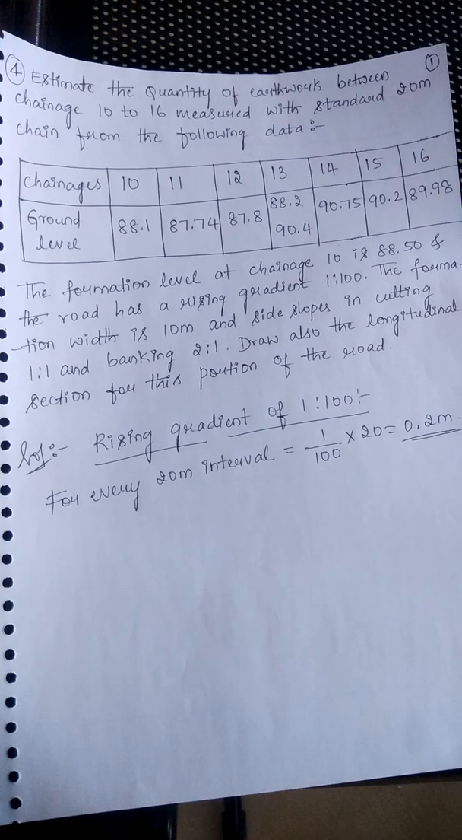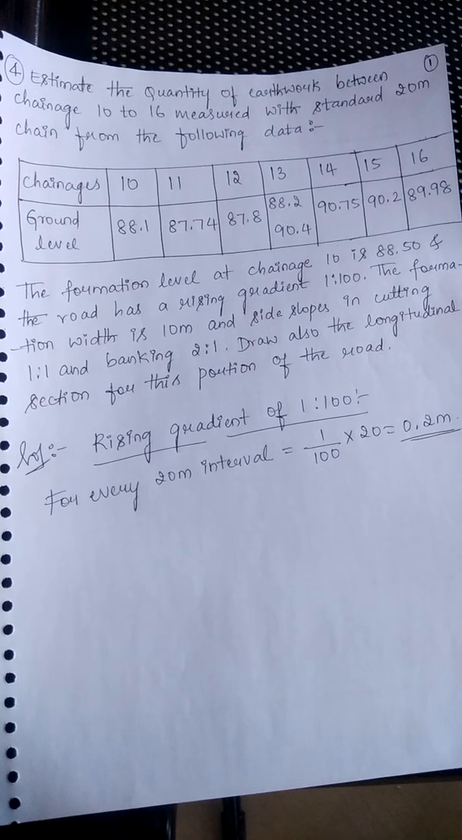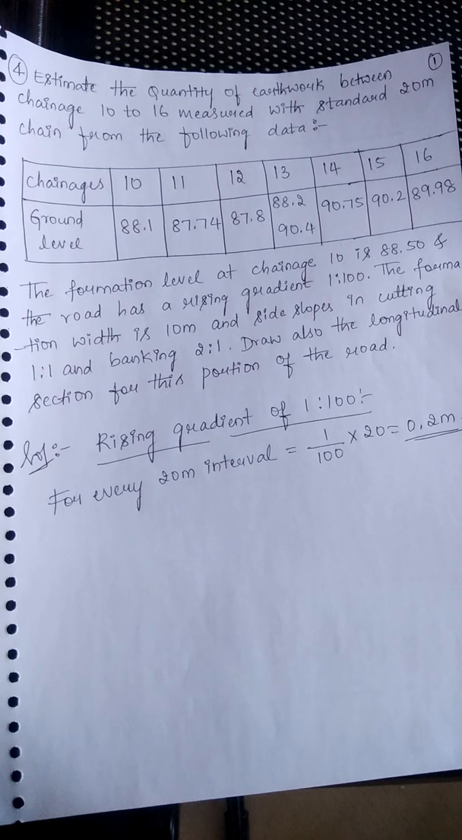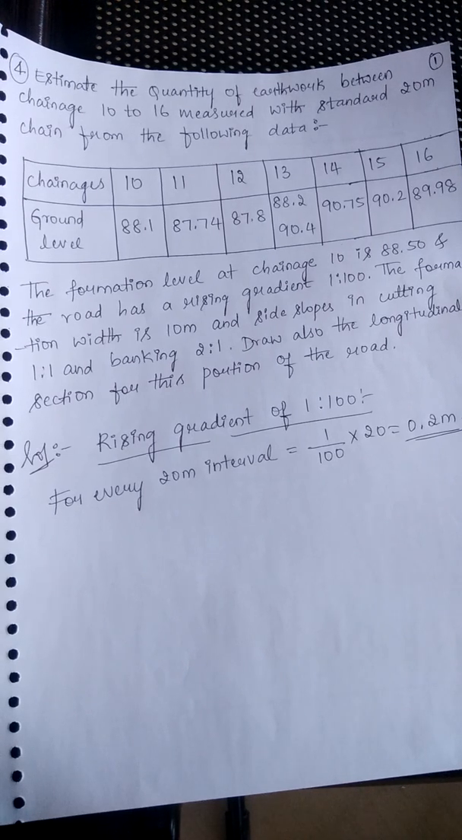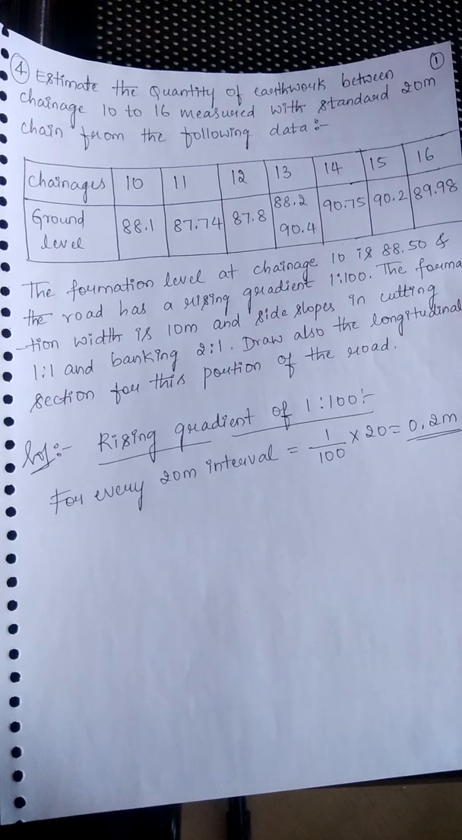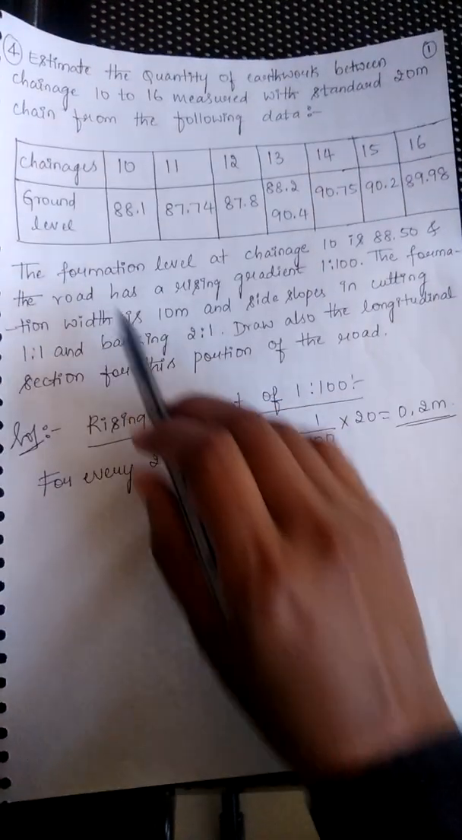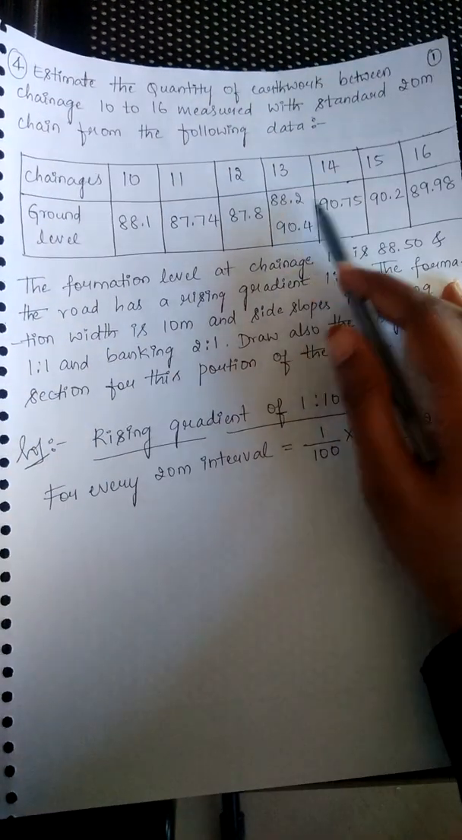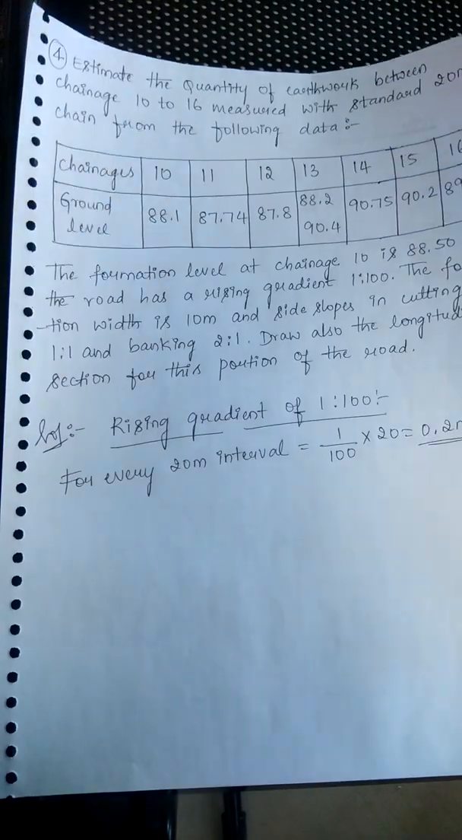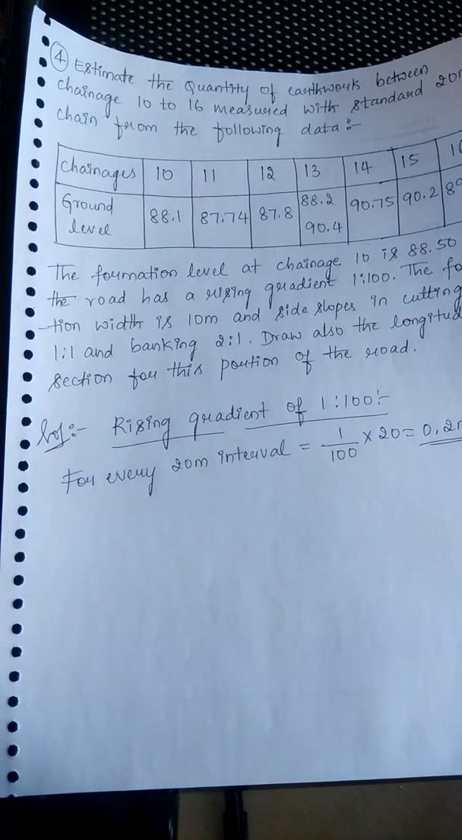Let us move to the next problem. The question is, estimate the quantity of earthwork between chainage 10 to 16 measured with a standard 20-meter chain from the following data. Chainages 10 to 16 have been given to you, whose respective ground levels are given. Here at 13 chainage, the ground level is changing from 88.2 to 90.4. This is another type of problem.